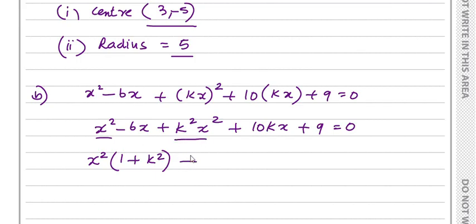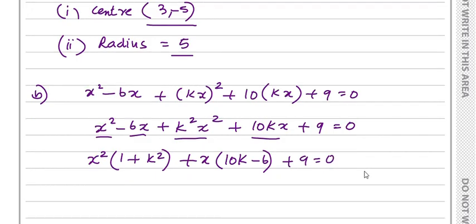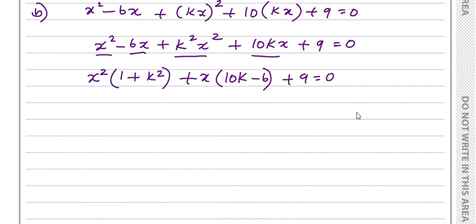Then I need to collect all the x terms. So put plus x bracket. I got 1 minus 6 here and plus 10k here. So 10k minus 6. Okay, this and this are also done. So what remains is plus 9 is equal to 0. Okay, so looking at this equation, we can easily write A is equal to 1 plus k squared. B is equal to 10k minus 6.